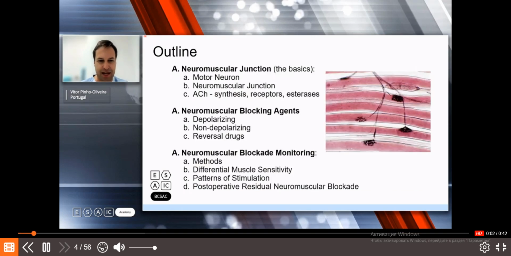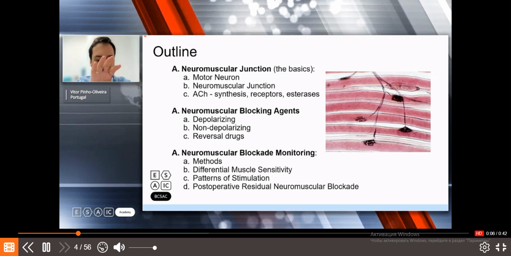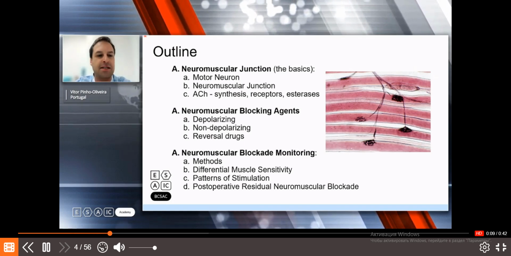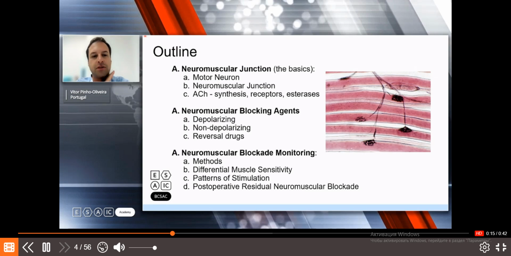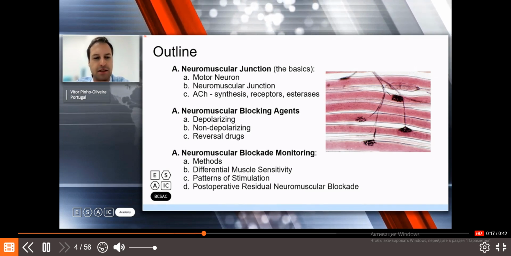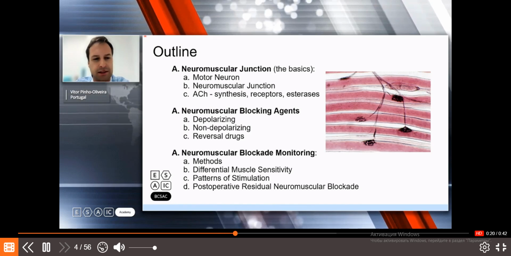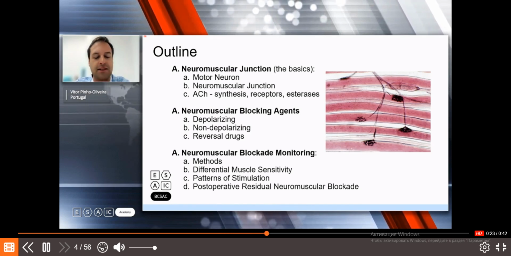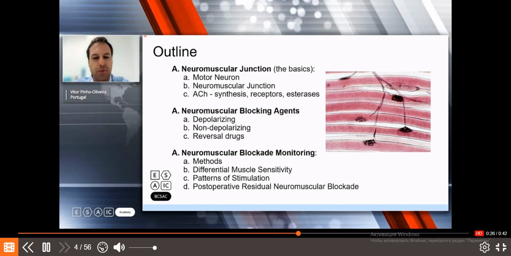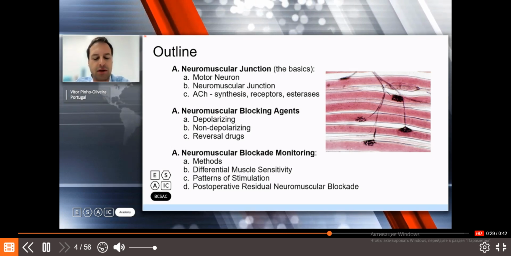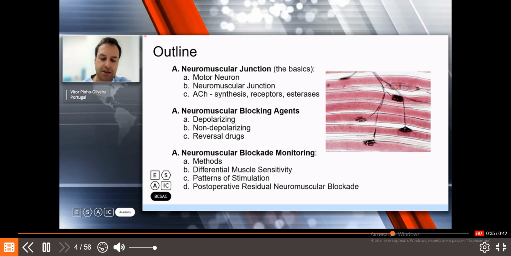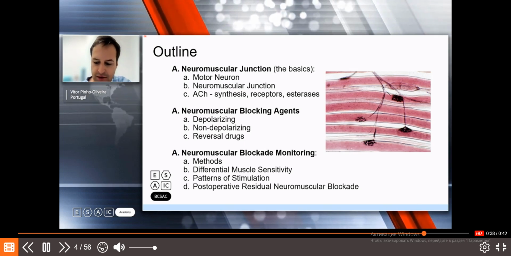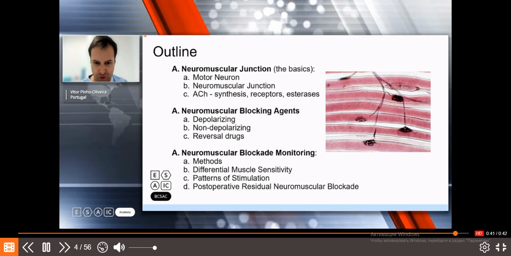I will do my presentation in the following 30 minutes, outlined this way. The first 10 minutes will cover the basics of the neuromuscular junction: the motor neuron, the junction itself, acetylcholine, its synthesis and its receptors. The next 10 minutes will cover drugs, neuromuscular blocking agents. Then we will talk about neuromuscular blockade monitoring, the methods, muscle sensitivity, the patterns of stimulation, and last but not least, postoperative residual neuromuscular blockade.